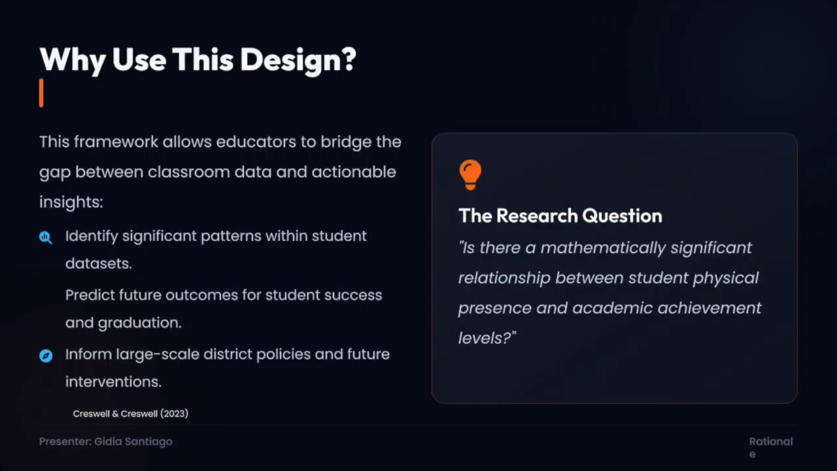Researchers choose a correlational design when it would be unethical or impractical to manipulate variables. For example, we cannot require some students to miss school simply to study the effects of absenteeism. Instead, we analyze naturally occurring data. This design helps researchers identify patterns, make predictions, and provide information that can support educational decision making and intervention planning.